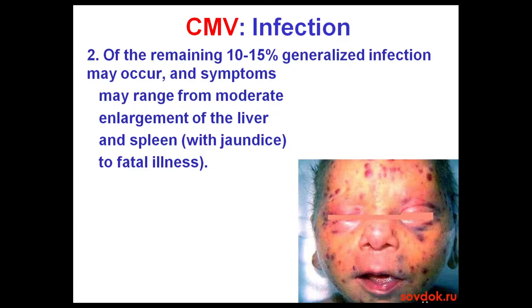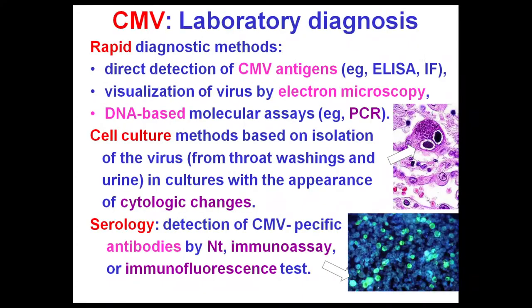10 to 15% of the rest of the infected may have generalized infection, and symptoms may range from moderate enlargement of the liver and spleen with jaundice to very severe fatal illness that we see here.